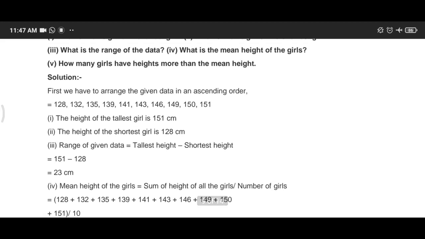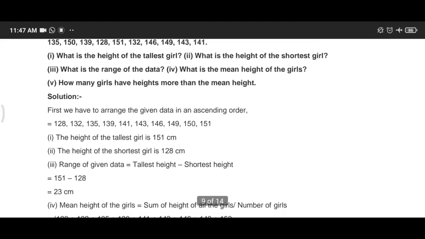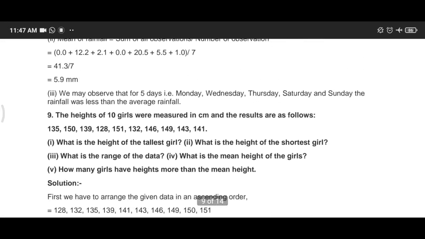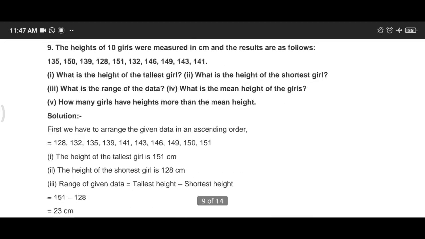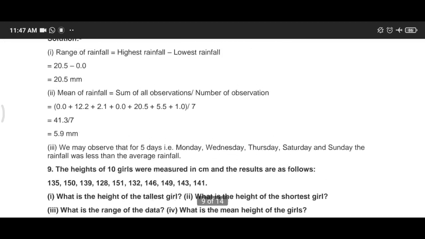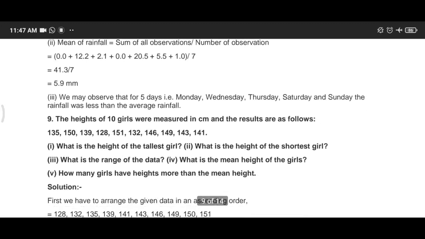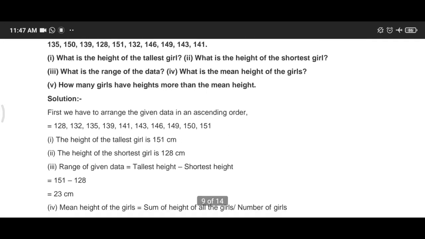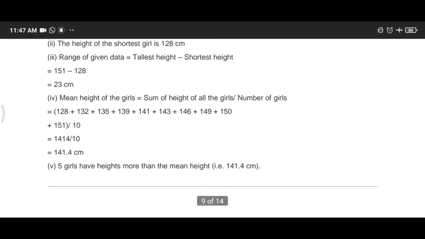Now how many girls have a height more than the mean height? So here you can see 5 girls have a height more than the mean height. 5 girls, which girls? 150, 151, 146, 149 and 143. These 5 girls have heights more than the mean height that we have got, 141.4.